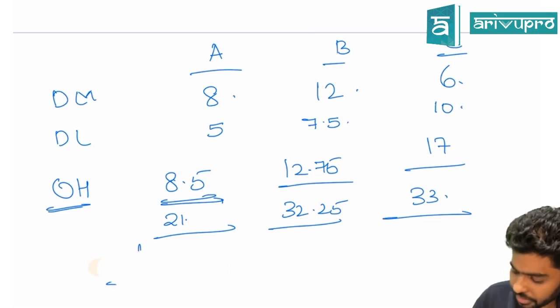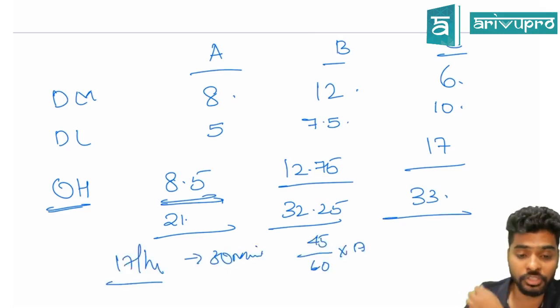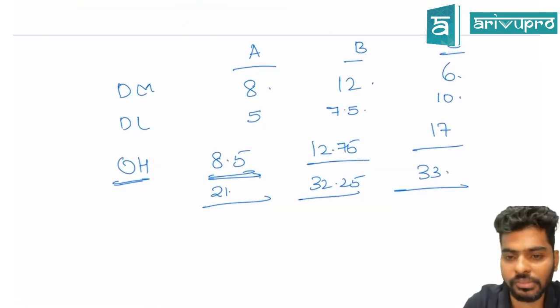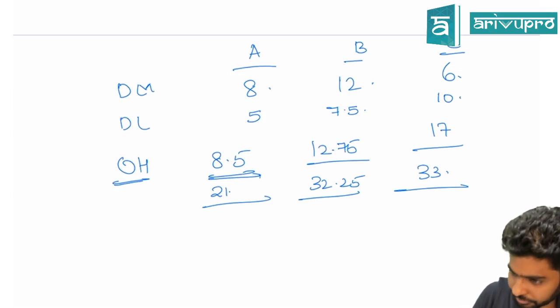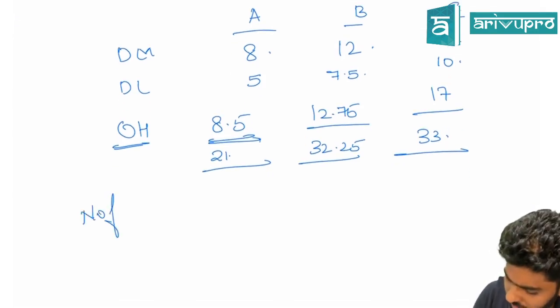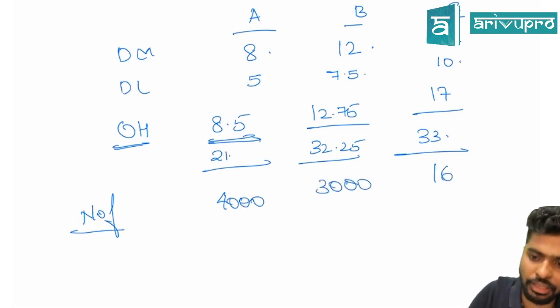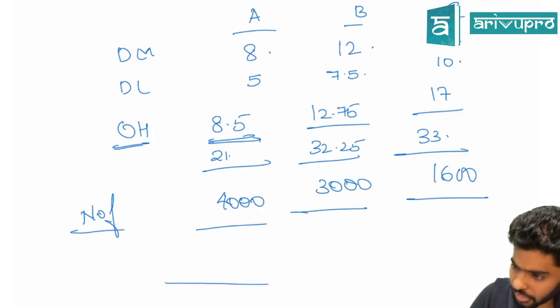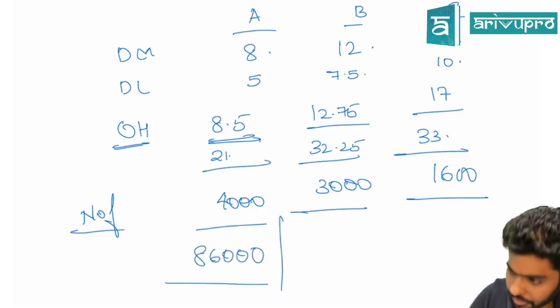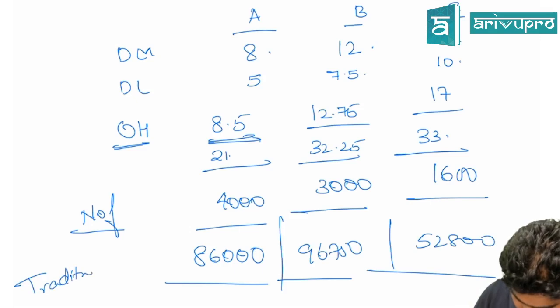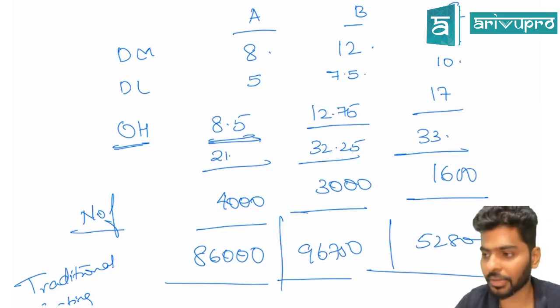Are you guys clear? Guys, I'm not teaching anything new. I've still taught you absorption costing. So later, Suresh, don't say that this guy did not teach. Are you guys clear? So the number of units being produced is 4,000, 3,000 and 1,600. So that will be 86,000, 96,750 and 52,800. This is as per traditional costing.